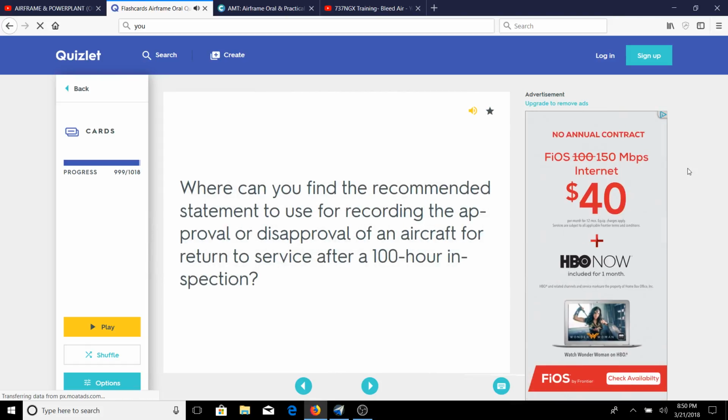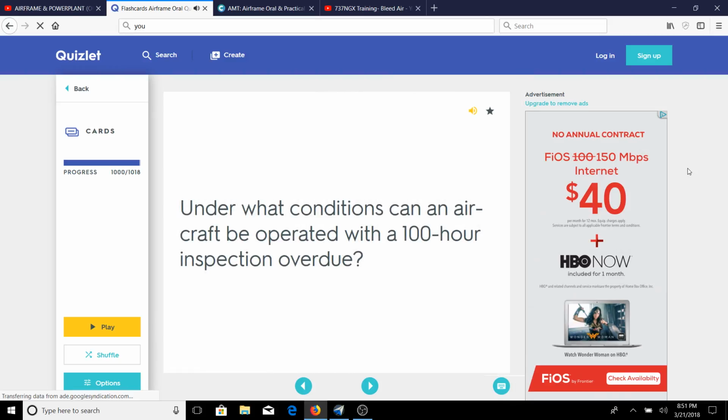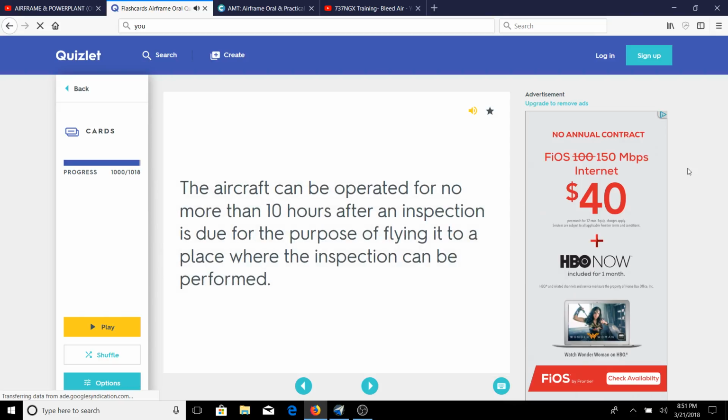Where can you find the recommended statement to use for recording the approval or disapproval of an aircraft for return to service after 100-hour inspection? In 14 CFR 43.11. Under what conditions can an aircraft be operated with a 100-hour inspection overdue? The aircraft can be operated for no more than 10 hours after an inspection is due for the purpose of flying it to a place where the inspection can be performed.